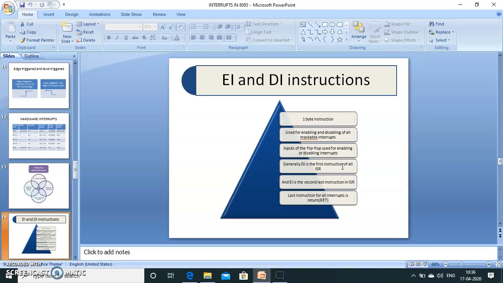So whenever we go to the subroutine, that is the ISR, we disable all interrupts with the DI instruction. Whenever we come out of the subroutine, we enable the interrupts using the EI instruction, so that all the disabled interrupts are enabled again. So EI is the second last instruction in the ISR, and the last instruction of the ISR is always RET, that is return.